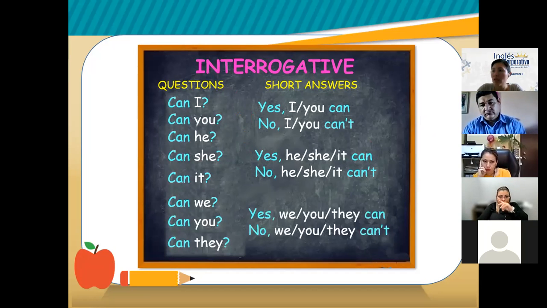Okay. ¿Preguntas hace momento, chicos? No, teacher. Solo que es confuso el afirmativo con el negativo. Hay que pronunciar bien la T al final para que se entienda.